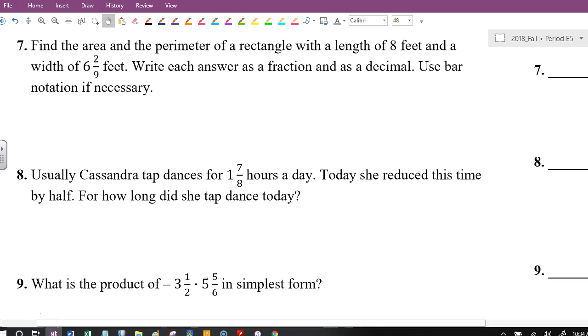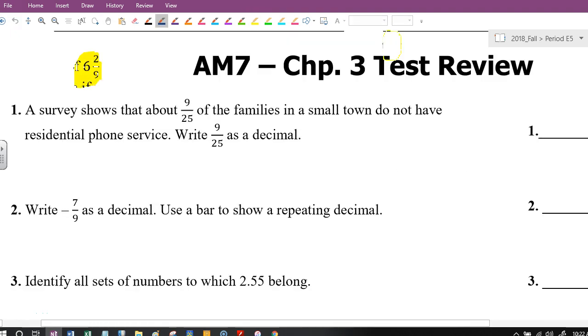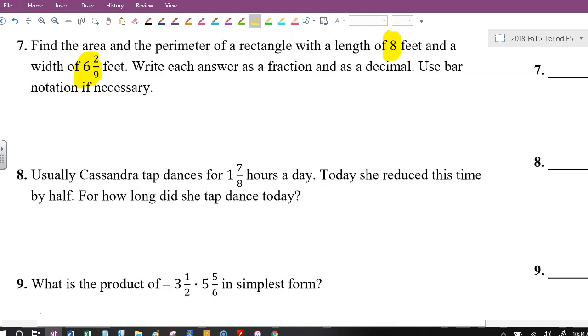All right. So find the area and perimeter, and write the fraction as a fraction and decimal. So that's 4 different answers. So which one do you want to start with? I just did the area and the perimeter. That's fine. Which one do you want to do first? Area. Okay, so let's do area.